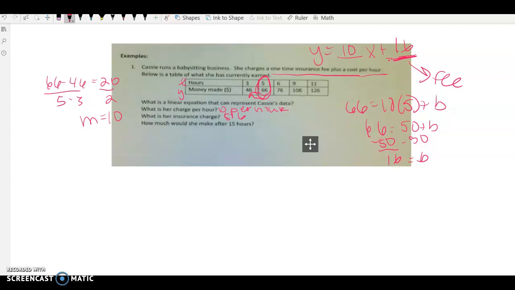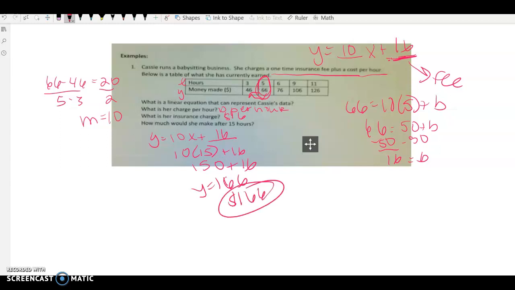How much would she make after 15 hours? Well, here's my equation. Y equals, where y is the total amount of money she makes, $10 per hour, plus she charges $16 on top of that, sorry. So if she works for 15 hours, 10 times 15 plus 16 will give you 150 plus 16. So she makes $166 in 15 hours. All right. So really just applying what we know about slope.